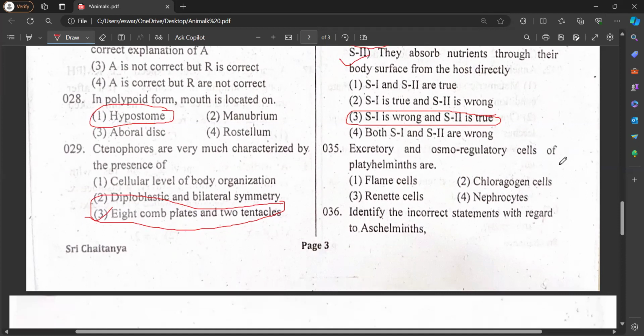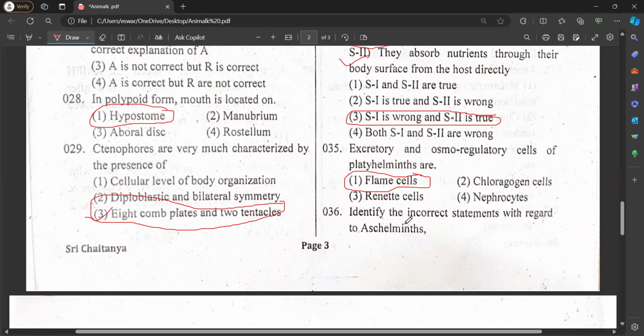Excretory and osmoregulatory cells of platyhelminthes. Do you remember flame cells are the characteristic feature of platyhelminthes, right? So these flame cells, besides helping in excretion, also help in osmoregulation. Therefore, flame cells are the osmoregulatory cells of platyhelminthes.